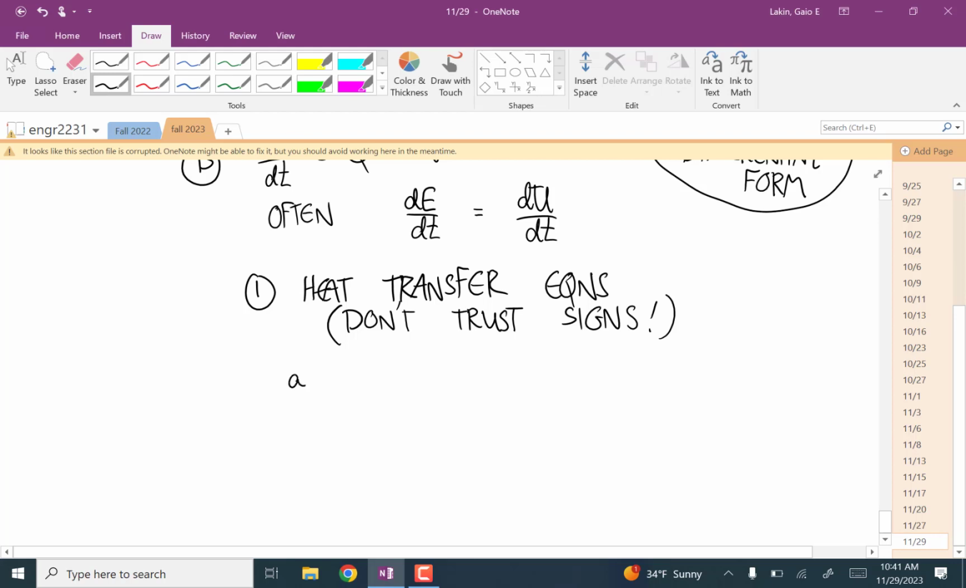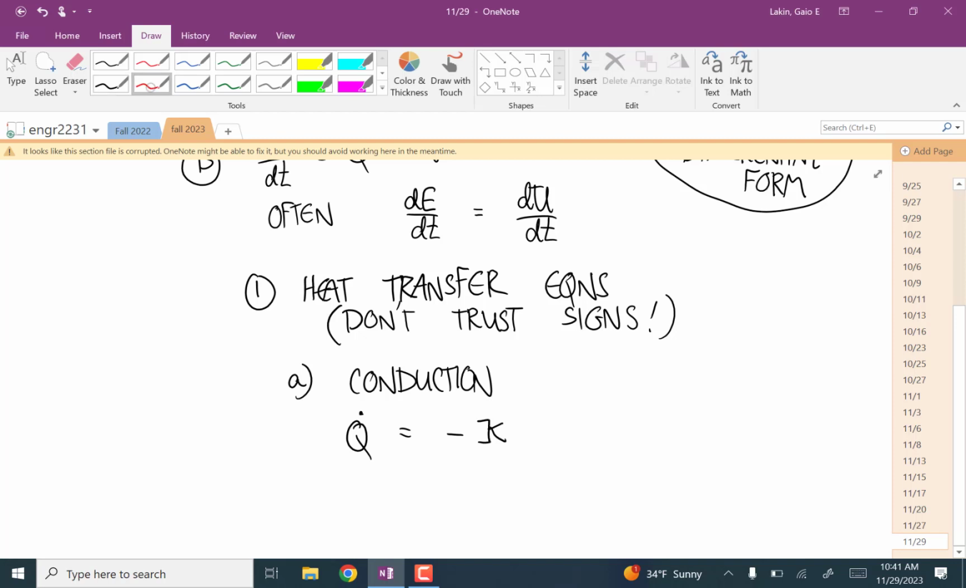So first we had conduction. And that said Q dot is equal to, well, there's a negative on it. I'm not going to take the negative off because that's the way you see this form. But remember that that negative isn't useful to you, so just ignore that.